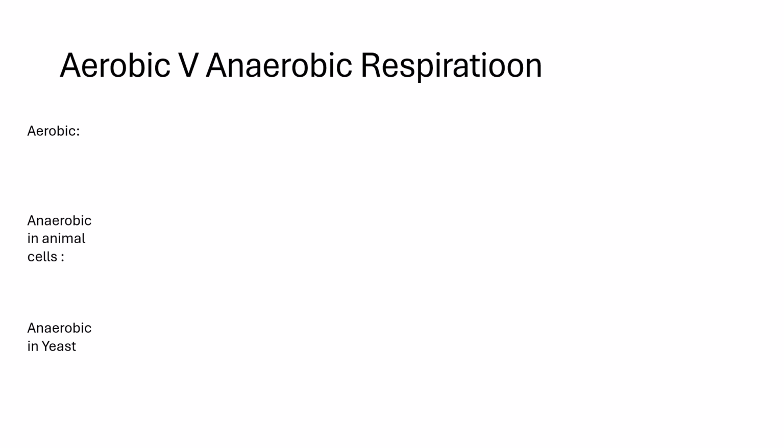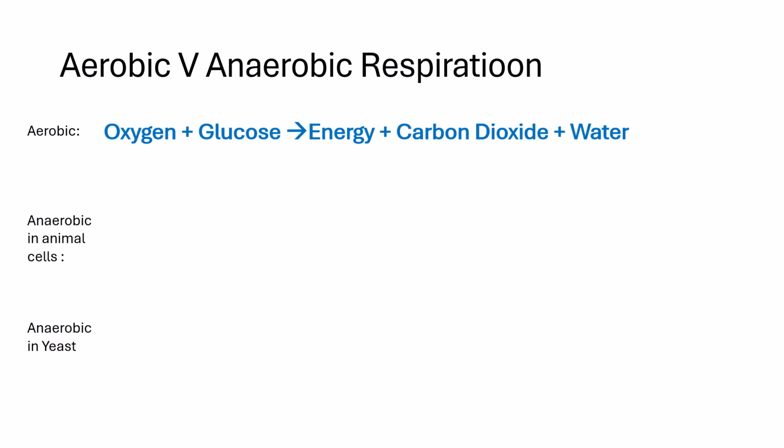There are two types of respiration that you need to be able to describe, explain and compare. Aerobic respiration takes place in living cells and uses oxygen and glucose to produce energy, carbon dioxide and water. This type of respiration produces the most amount of energy, and that's what animals use mostly.